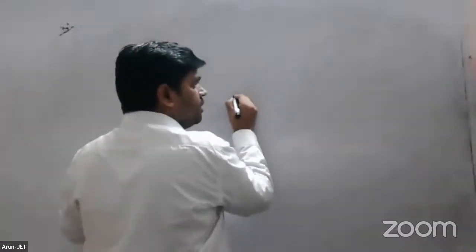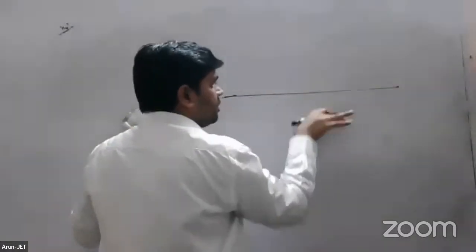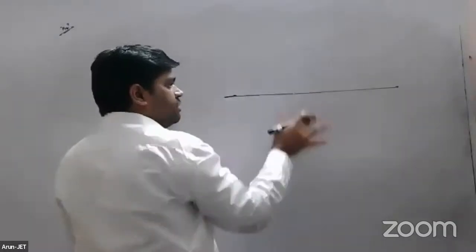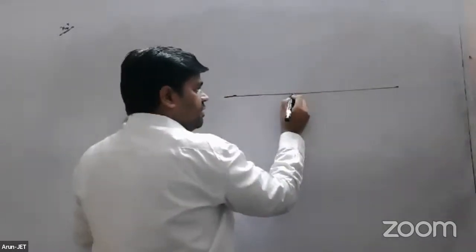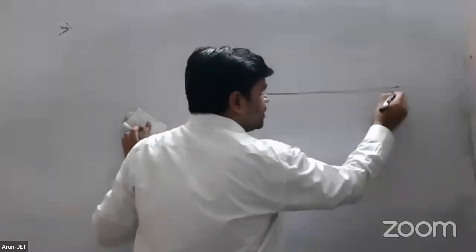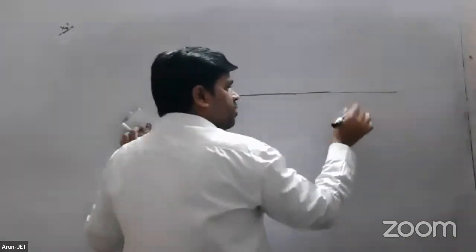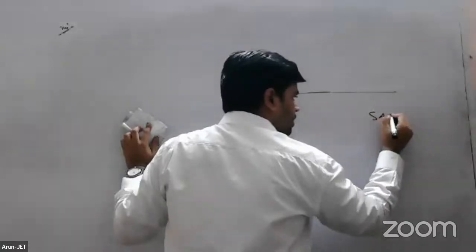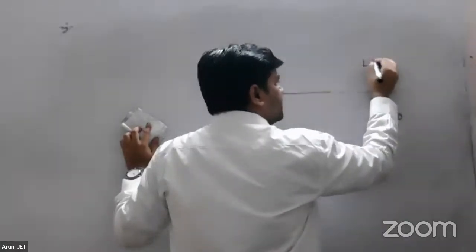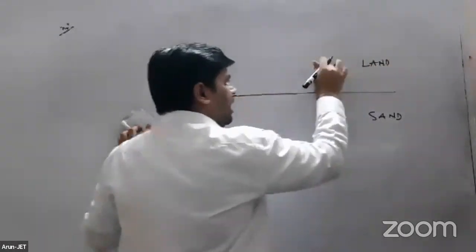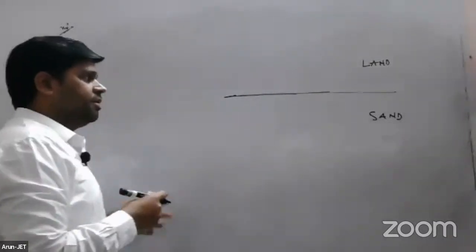Now there is a land here. There is a segment. There is a division. This line divides this whole plane into two parts. Over here there is sand, and over here there is hard land.